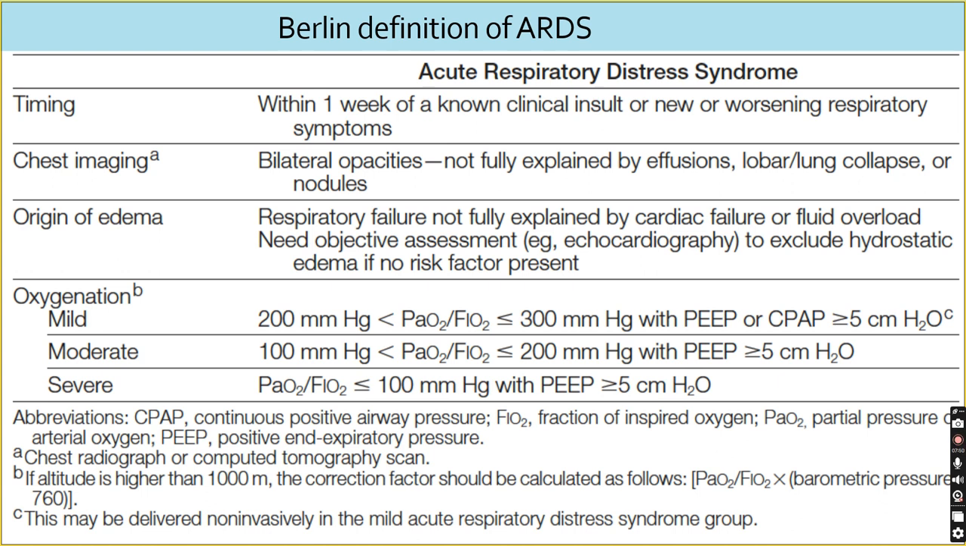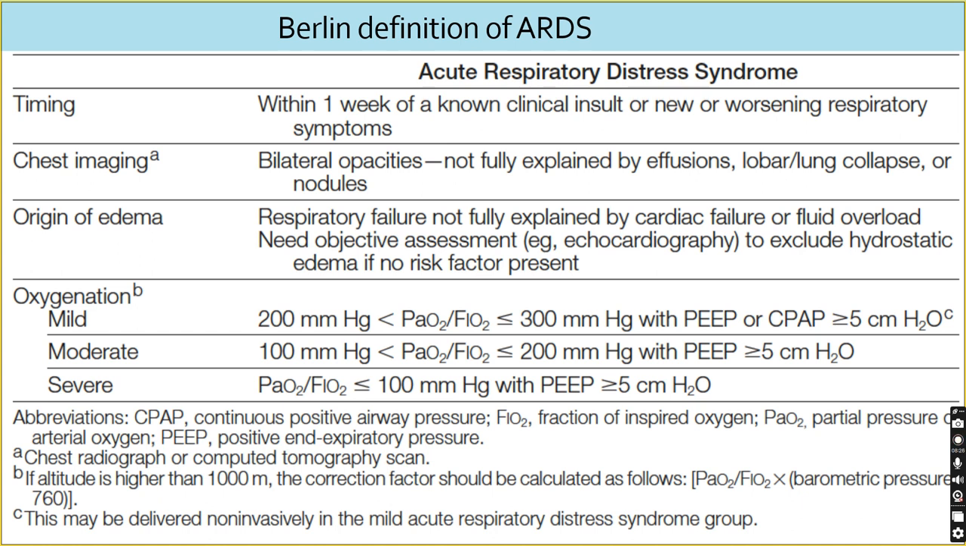The timing of insult. So the patient should have onset within 1 week of a known clinical insult or new or worsening respiratory symptoms. The second criterion to diagnose ARDS is chest imaging, where the patient has bilateral opacities which are not fully explained by effusions, lobar pneumonia, lung collapse, or a nodule. Remember, bilateral effusion can particularly mimic ARDS, but it is not ARDS. So that is chest imaging.